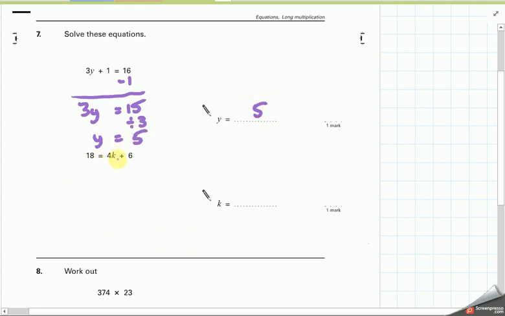Even though the k's in a funny place, you can leave it where it is, because this is an equals. If you were doing inequalities and they wanted an answer down here, you can swap the k round as long as you turn the sign round with it as well. So with this one, first step is 18 minus 6, which is 12, and that's 4k.